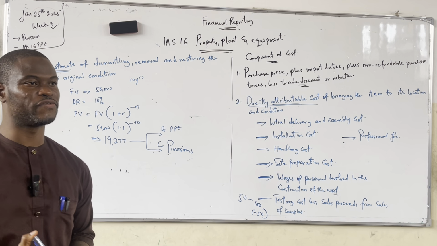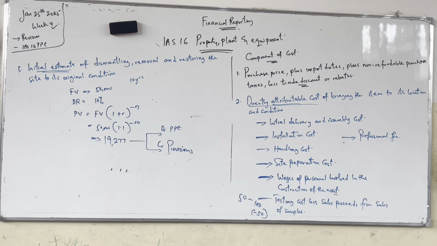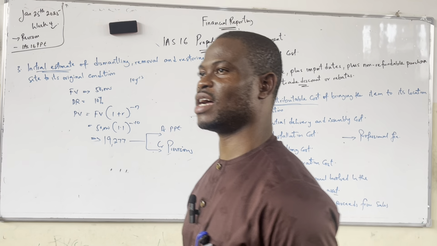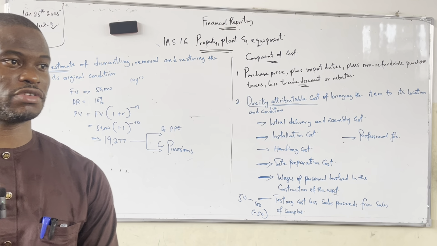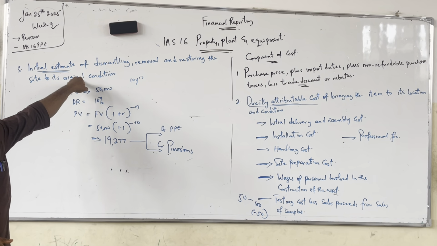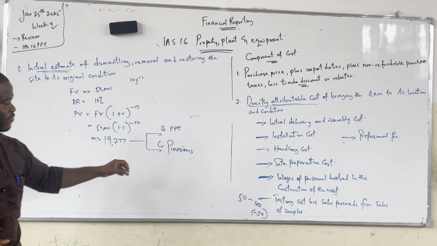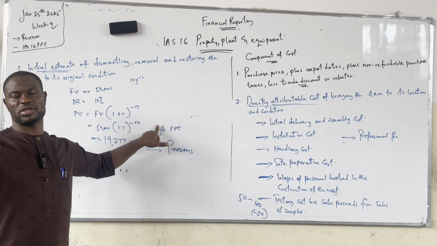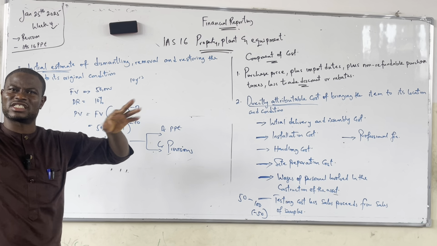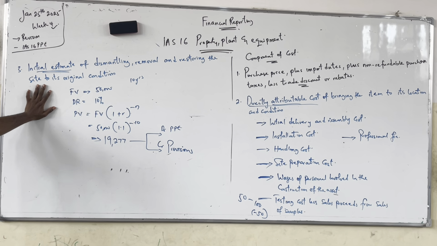You credit provisions. It's not like you are owing anybody, so you cannot credit payables or other payables. This is a provision, and you see it mentioned under IAS 37. IAS 16 says that before you can add this to the cost of these assets, it must meet the criteria under IAS 37, provisions. It's only if you can recognize it under provisions that you can bring it here. Otherwise, you will not recognize it in the books at all. But for now, it's part of the cost of that asset.